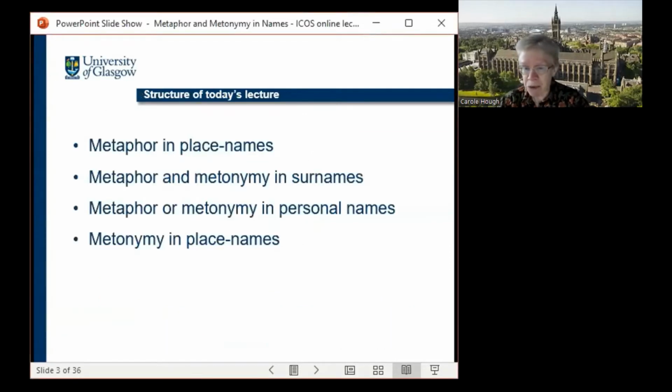Here's how the rest of my talk will be structured. First, we'll look at some of the most common types of metaphor in place names. Then we'll move on to surnames, looking at both metaphor and metonymy. Then we'll look at personal names, trying to decide between metaphorical or metonymic interpretations. Finally, we'll come back to place names, but in connection with metonymy.